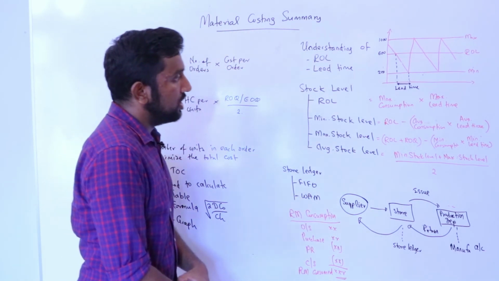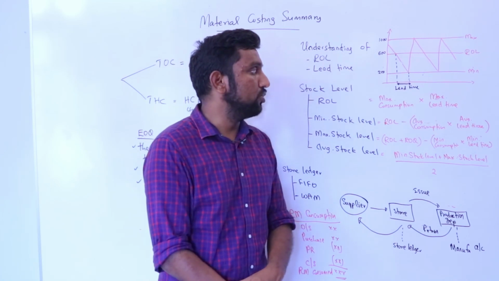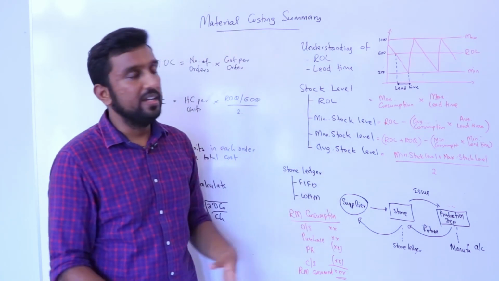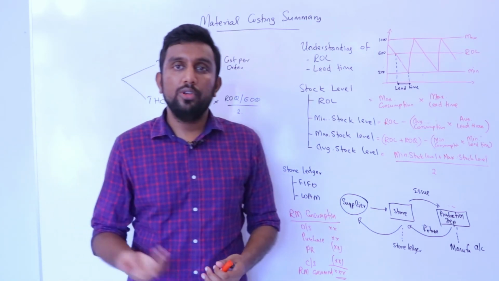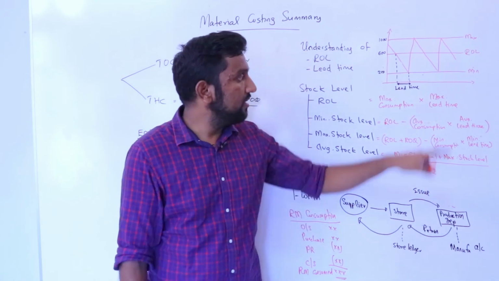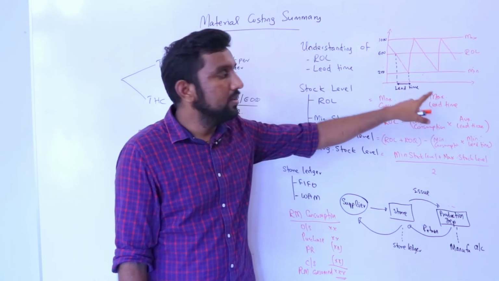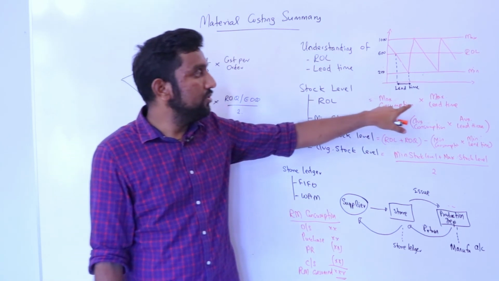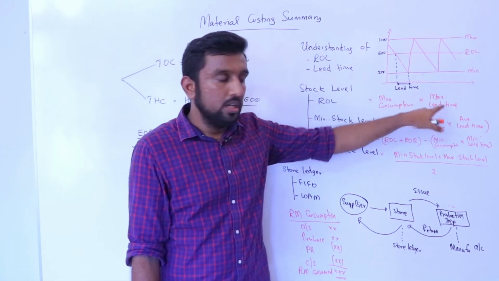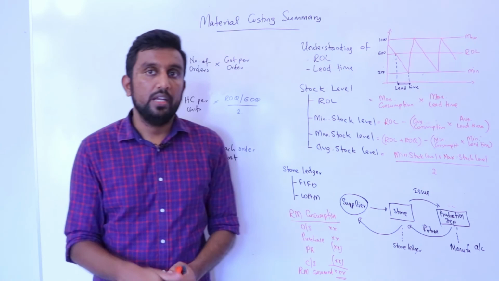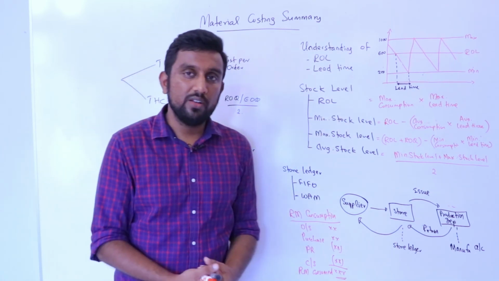Minimum stock level equals reorder level minus average consumption into average lead time. Then other formulas as well. What is important when you are calculating using the formula: if this is given in weeks, this also should be for a week. If they give this in months, this maximum consumption also should be in months. So that is the stock level we have.